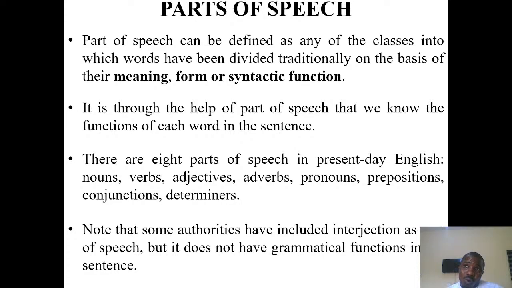When you say, "Oh," a kind of surprise, as in "What a wonderful day," and he said, "Oh," it is an interjection, but it occupies the position of an adverb. So some grammarians, after looking at it critically, said interjection has no core grammatical function to play, and as such, it was removed. So for us, we also remove interjection, and our focus will be on nouns, verbs, adjectives, adverbs, pronouns, prepositions, conjunctions, and determinants.